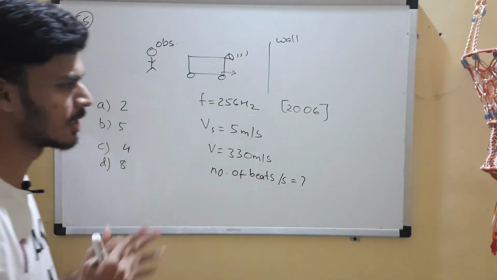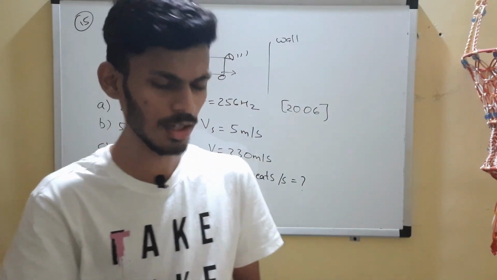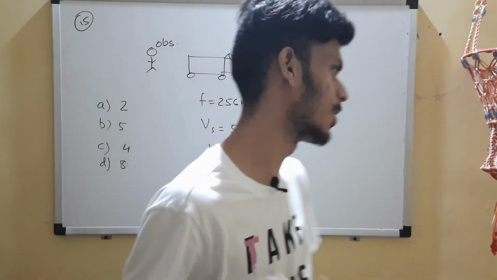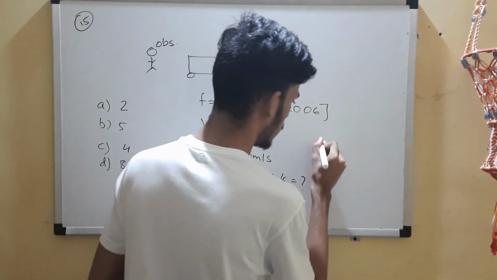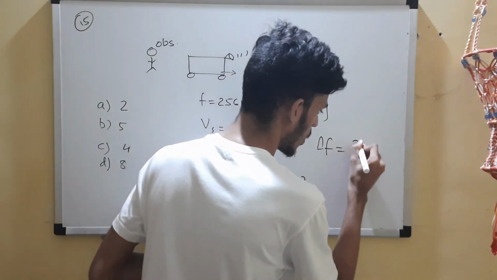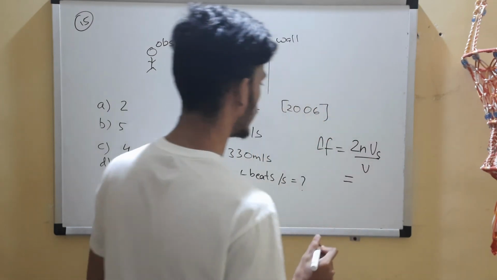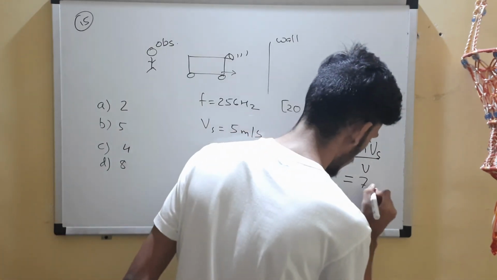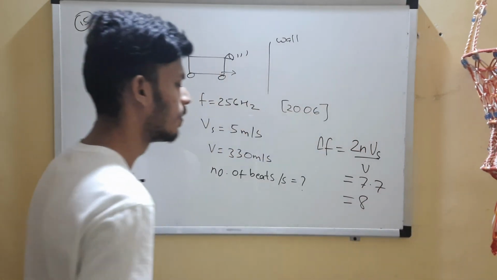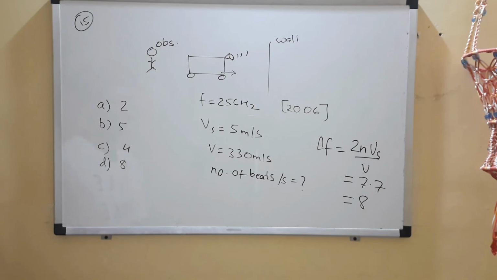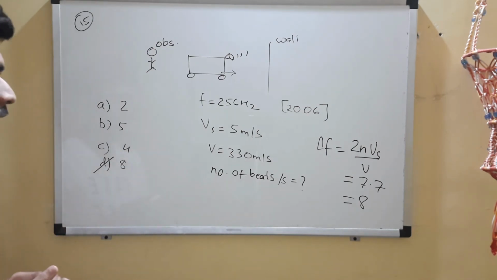Actually this question is very analogous to our question 13 and question 14. You can use in fact the same formula, because the number of beats per second is nothing but delta F. So you can use the same formula 2n Vs by V over here, and the answer that you will get is around 7.7, and you can round it up to 8. Place the number of beats as a natural number. So here option D is the correct choice.